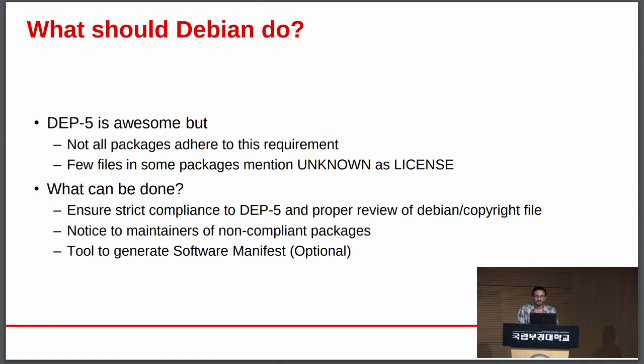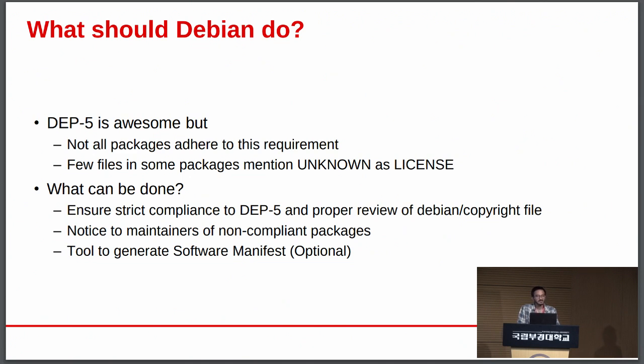So what should Debian do? Deb5 helps with the software manifest files. Deb5 is great. With that, we have machine readable copyright files, so that we can generate software manifest files on our own. But the problem with that is not all packages in the official repositories right now follow the Deb5 standard. And even if some packages follow the Deb5, there are a lot of packages which state unknown as the license for some of the files that they install.